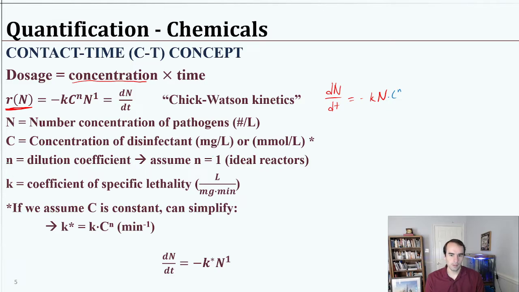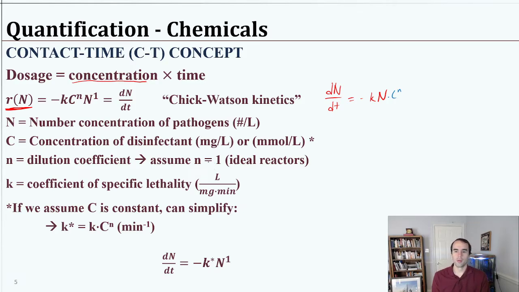Here, this N is what we call a dilution coefficient. We're going to assume this is 1 for ideal reactors, but of course if we had a non-ideal reactor, perhaps this is going to be less than 1. And even though we have a lot of chlorine, for example, it's not all mixing in properly, and some of the reactor does not end up receiving that concentration, if that makes sense.